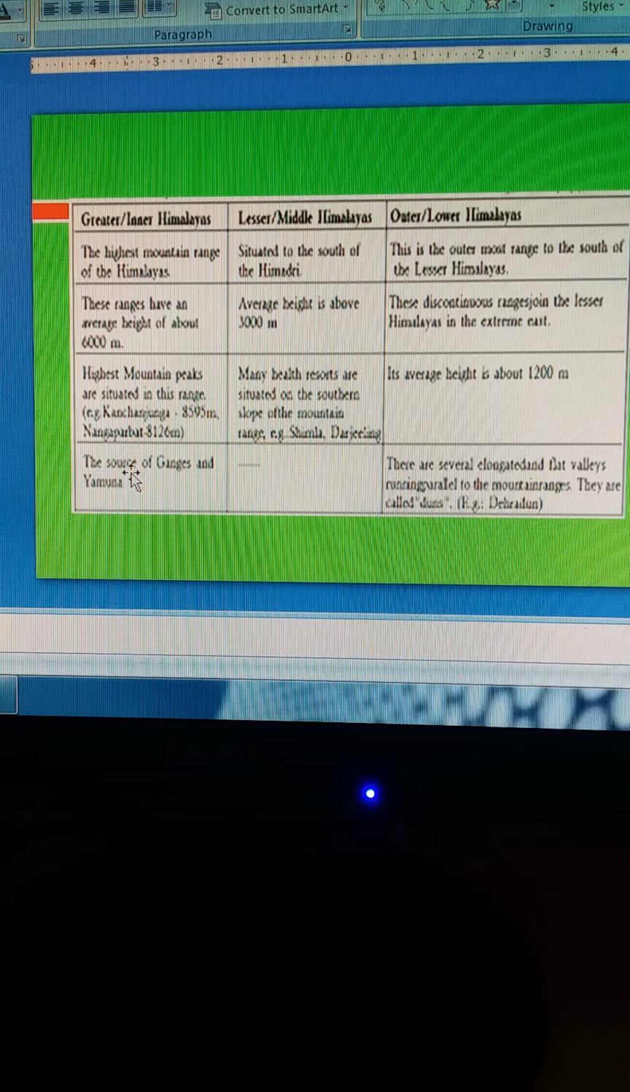Now the greater Himalaya is the source of the Ganga and Yamuna, and several elongated rivers come out of these mountain ranges. The valleys are also called Duns, just as we discussed, for example Dehradun and Kotli Dun. These are places which are very famous and are named as Duns.